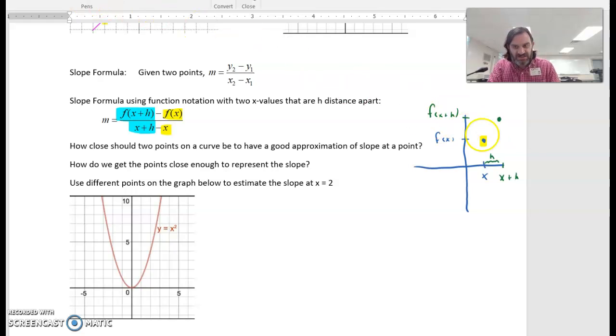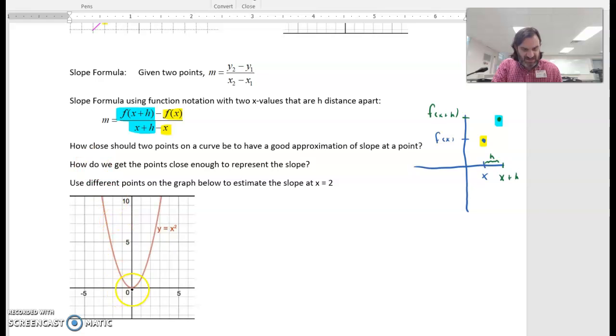Okay, so we're just saying we got 2 points. Now keep in mind, we haven't defined how big h is. So those points could be really far apart or they could be really close together. And the question is going to be, do they need to be close or far for it to be a good representation? So I'm going to come down to the x squared graph again.